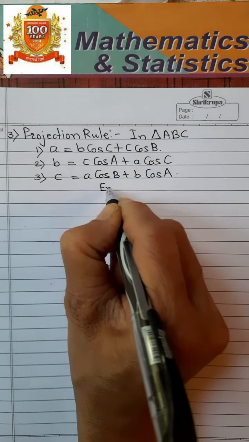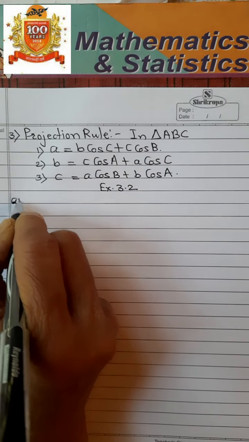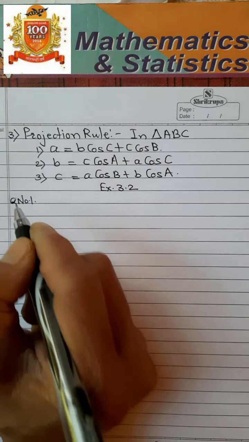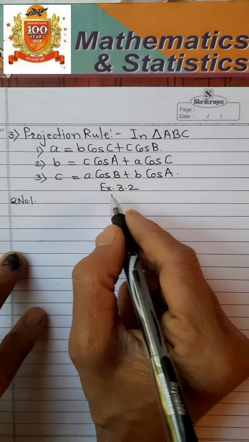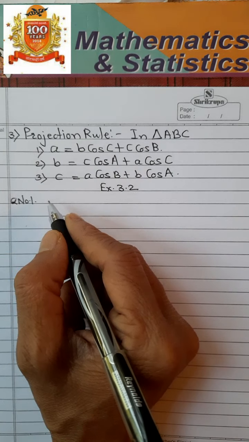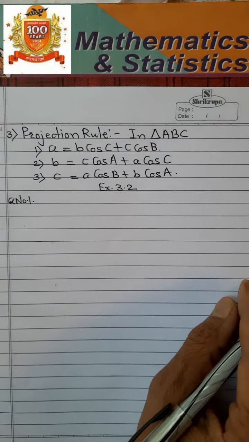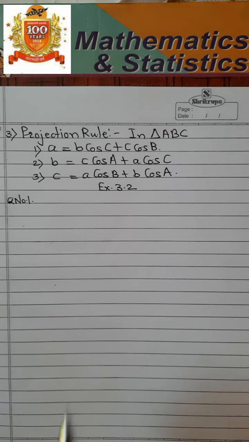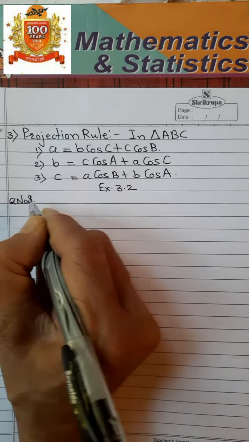Exercise 3.2, question number 1. In exercise 3.2, question number 1 and 2 we have already solved, which is based on the Cartesian and polar coordinate. Now we will solve the remaining sums in exercise 3.2. So we will start from question number 3.